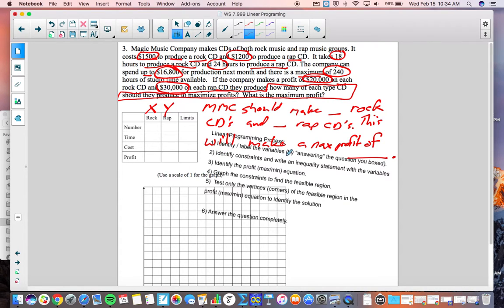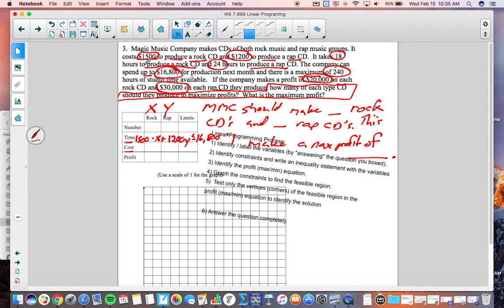So identify constraints. So what's holding us back from making a ton of CDs? So it's going to cost some money, and it's going to take some time. So our limitations are time and cost. So focusing on that, it costs $1,500 for every rock CD. So 1,500 times X. And it costs $1,200 for every rap CD. So plus 1,200 Y. And that has to be less than or equal to what? $16,800.